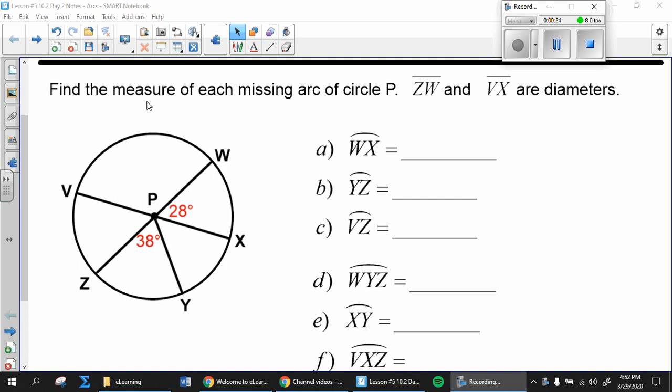It tells you that CW and VX are diameters of the circle, so they split the circle into 180 degrees in half. So go ahead and do these 6 problems. Pause your video. Once you're done with these 6 problems, unpause your videos, and I'll have the answers there for you to check.